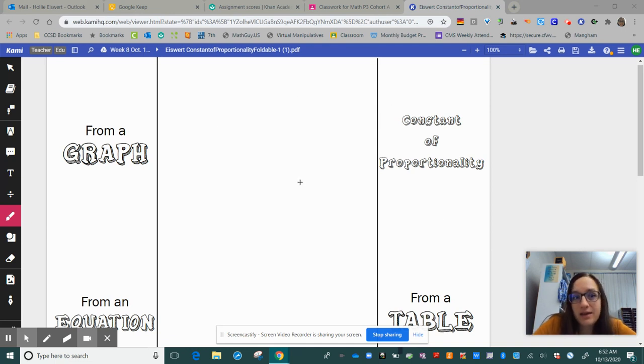So this is the back of the foldable, which is kind of why it looks funky. So if you're doing this digitally, you don't really get to do the folding part. I should print it out, but it's fine.